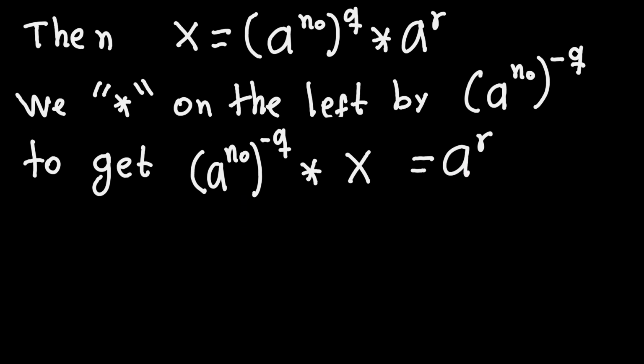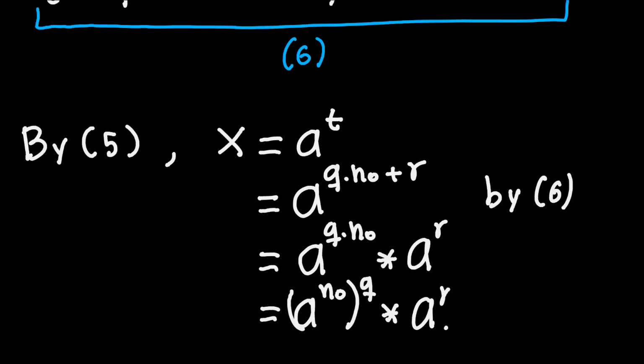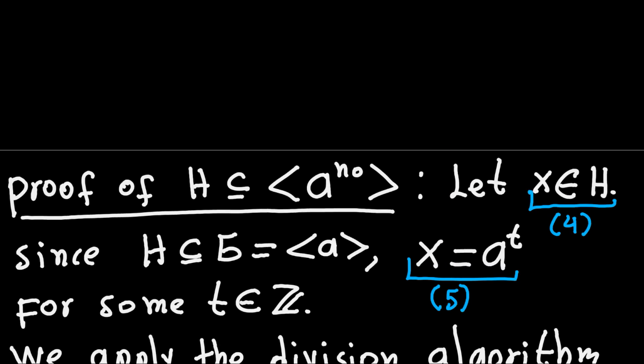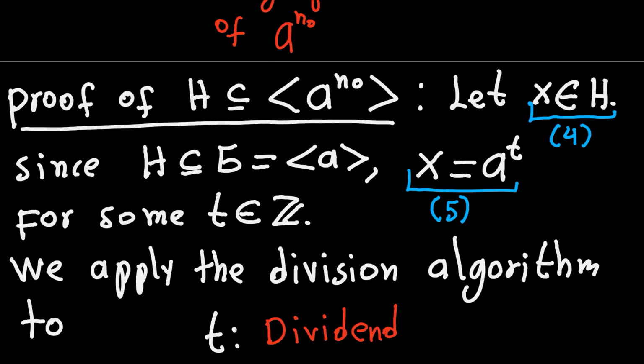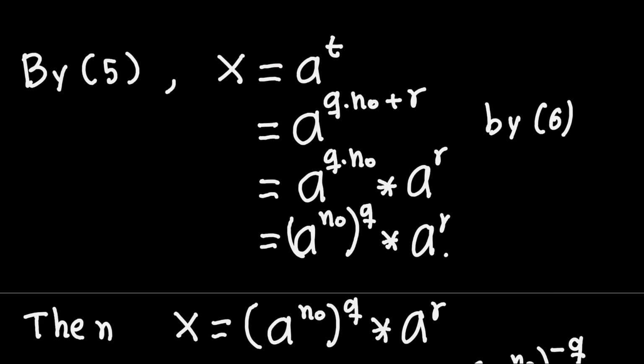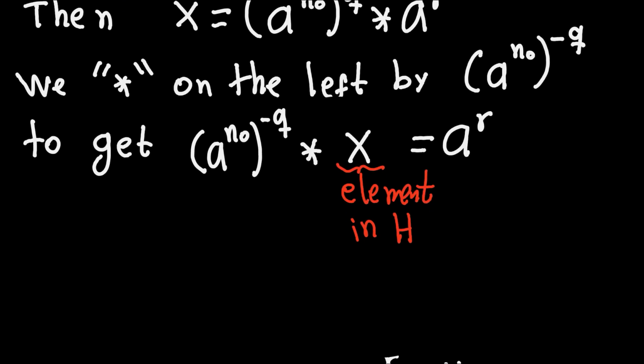Now what happens in this case? If you look at the left hand side, this is an element in H. This is an element in H. So what is that, an element in H? Because we started from there. X is in H. Let me scroll all the way up. So it's right here. That's number 4. X is in H. So this is by 4.